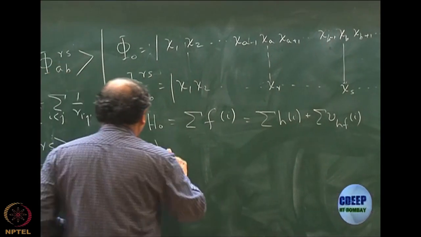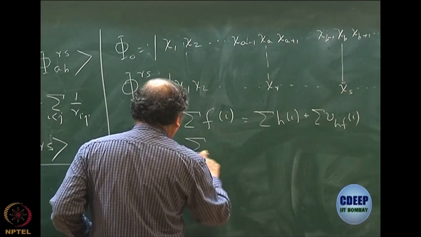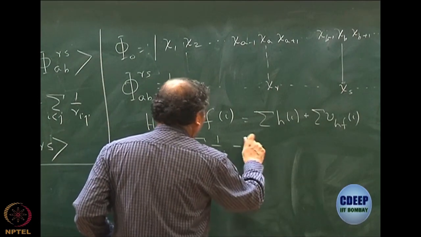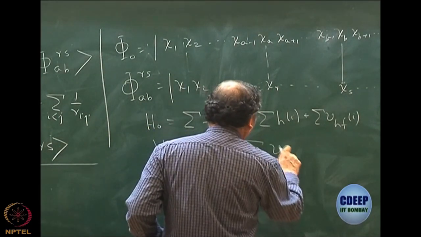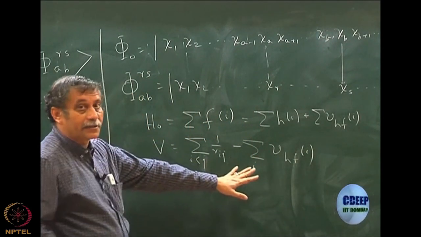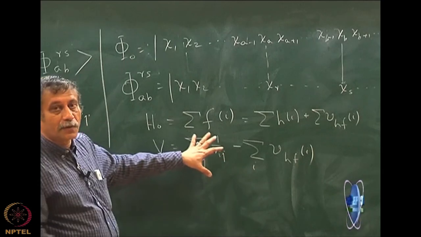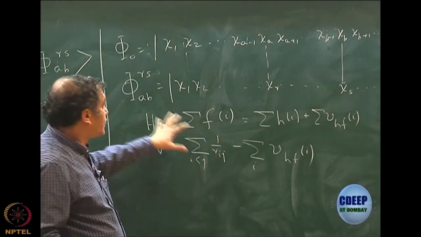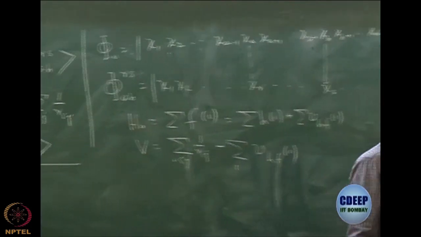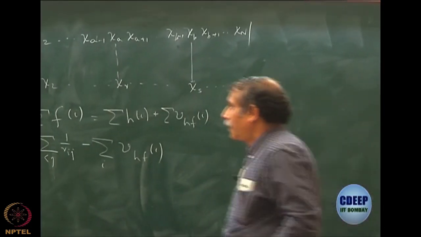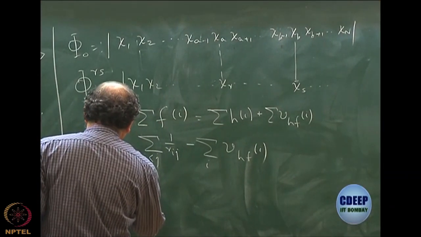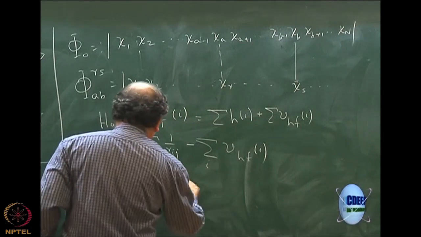So the V is 1 by r_ij minus V Hartree-Fock of i. It is important to remember this, because many times we feel that V is just 1 by r_ij. But since the one electron operator, the H naught, already includes this, it is very important to remember this. And I now write down the same formula. E naught zero now is the sum of the orbital energies.